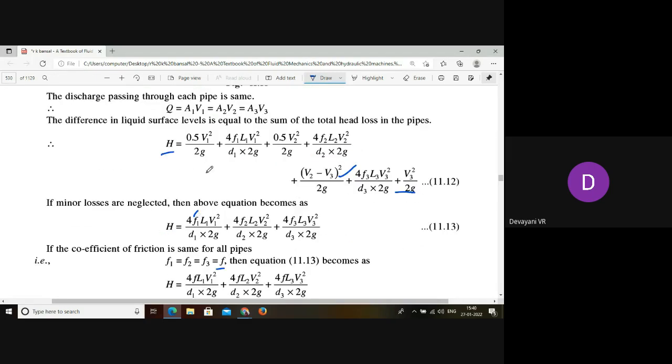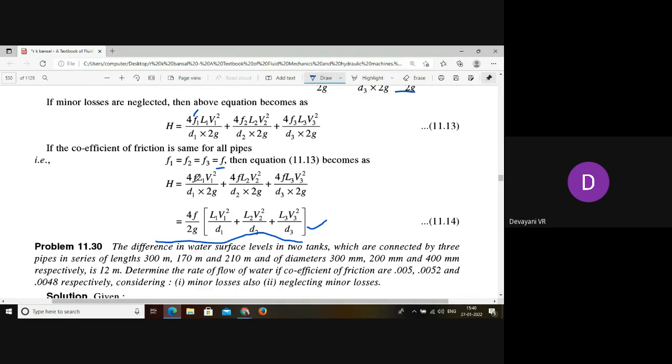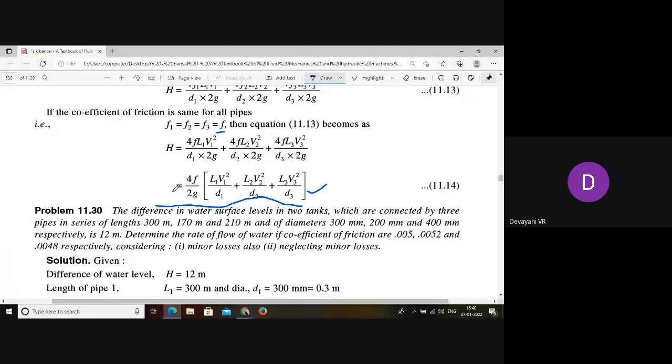And if we neglect all minor losses, why? Because minor losses are very, very small losses, so we can neglect these losses. And by considering the friction in all pipes to be the same, we get the final equation for head loss from tank A to tank B, that is H equals 4f by 2g into L1 V1 square by D1 plus L2 V2 square by D2 plus L3 V3 square by D3.